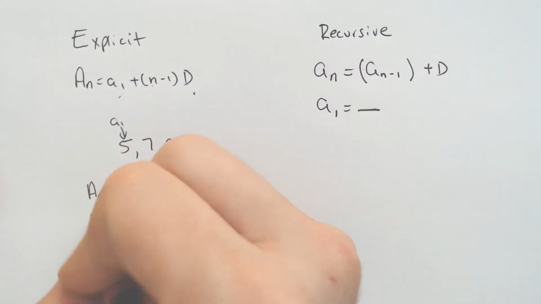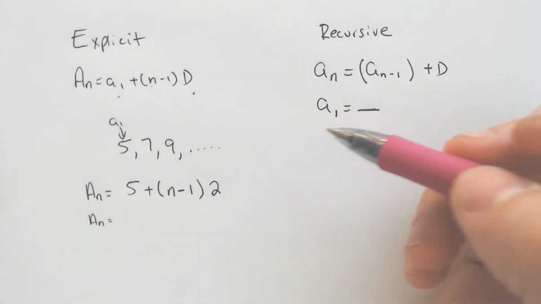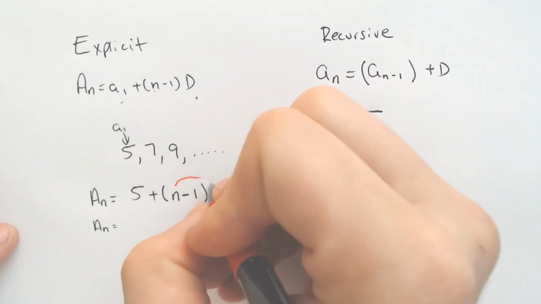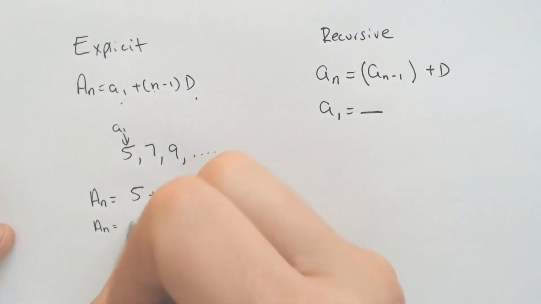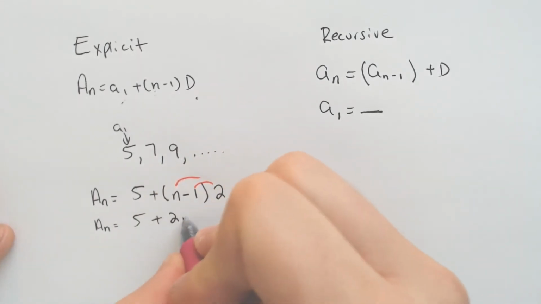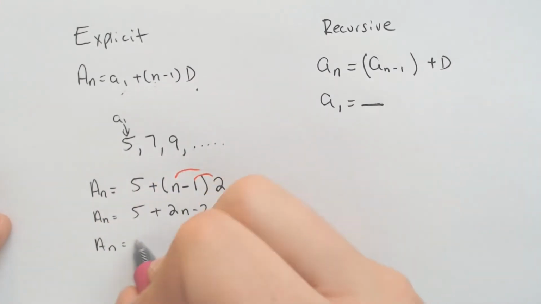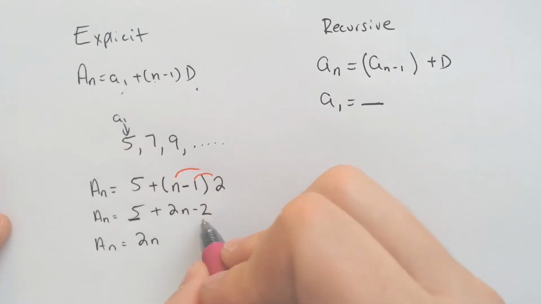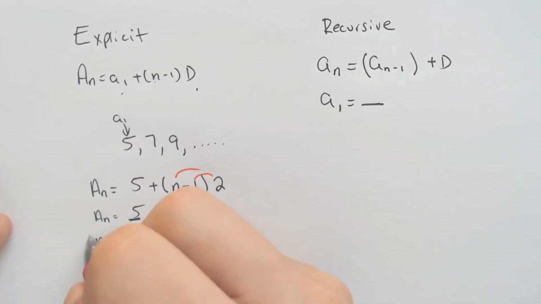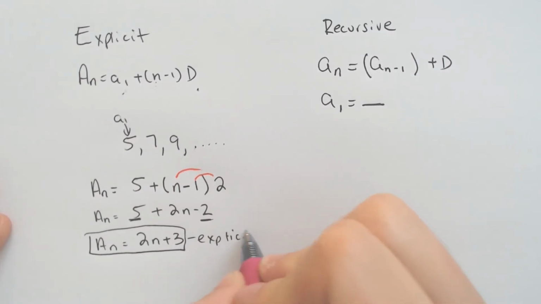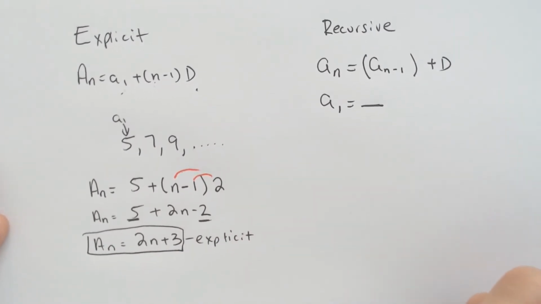However, most math teachers and even myself would agree that that's just a little too easy. So in most cases, you are going to be expected to distribute the 2 to both of these terms. And when you distribute the 2, you end up with 2n minus 2, which turns into a sub n equals 2n, 5, and negative 2 makes plus 3. And that, ladies and gentlemen, is the explicit version of this sequence for arithmetic sequences.